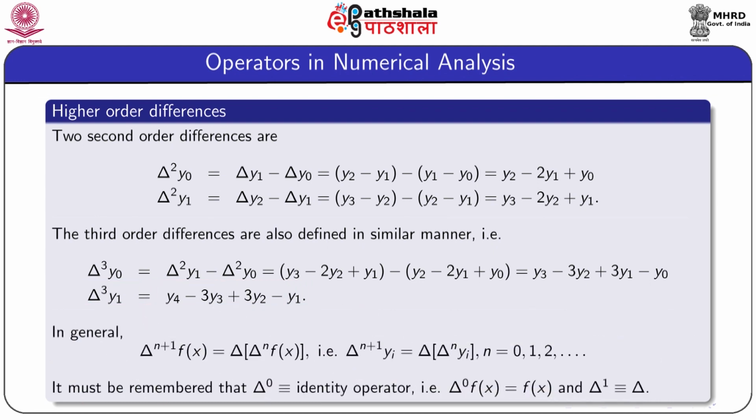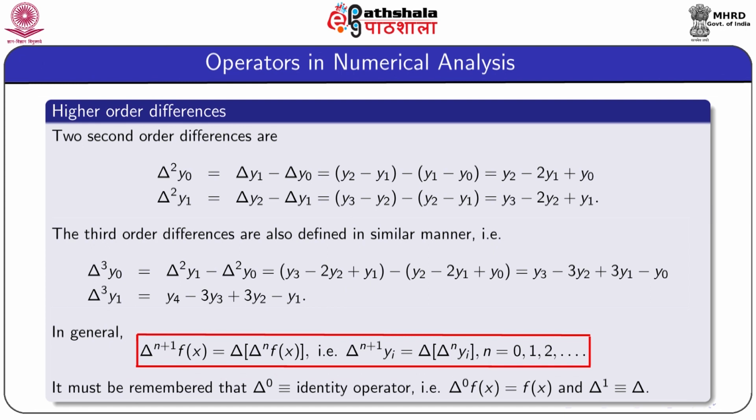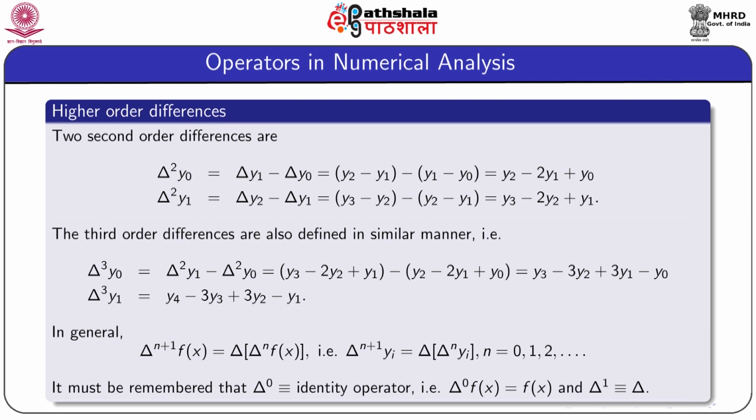In general, delta power n plus 1 f of x equal to delta of delta n f of x. In terms of ordinates this becomes delta power n plus 1 y i equal to delta of delta n y i, and this is true for all n equal to 0, 1, 2 and so on. In particular, delta 0 represents the identity operator, that means delta 0 f x equal to f x, and delta 1 is equivalent to the operator delta.